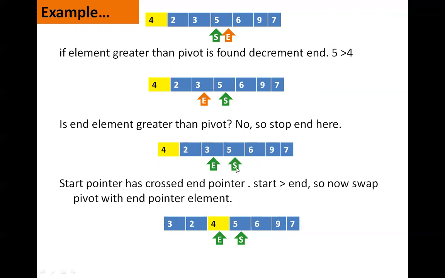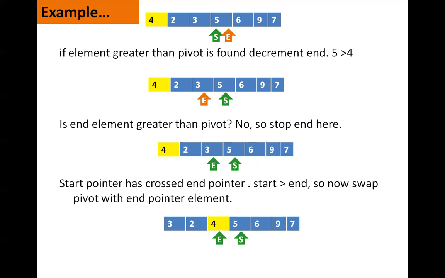If the start pointer has already crossed the end pointer and both pointers are frozen, then you swap the value of the end pointer with the pivot, right? So 3 is swapped with the pivot. So 3 is here now and the pivot, that is 4, is here. Now this means 4 is our pivot element and it has reached its right position.